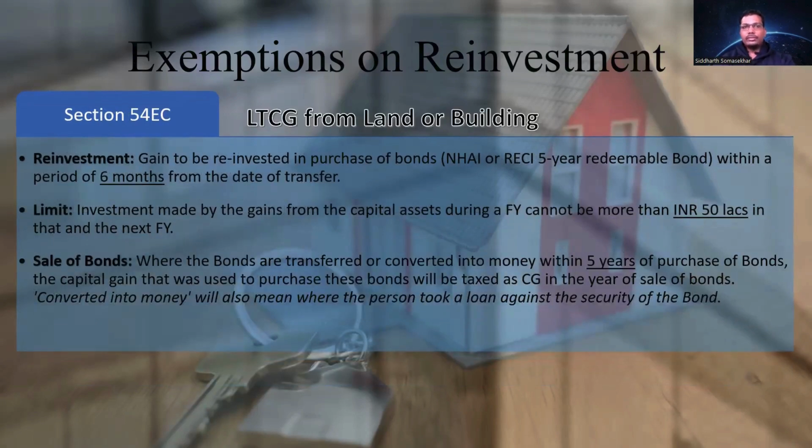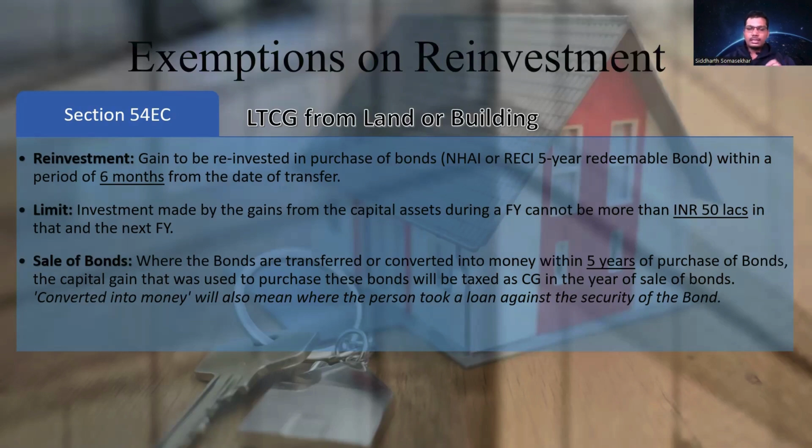Then moving on to section 54EC. 54EC talks about long-term capital gain from the sale of land or building. Now here, what needs to be reinvested? The long-term gain from the sale of land or building has to be reinvested. It has to be reinvested in what? It has to be reinvested in bonds. Now, NHAI and RECL are two corporations which issue bonds, which are 5-year redeemable bonds. If you invest the gain in these bonds within a period of 6 months from the date of transfer, then the capital gain becomes exempted.